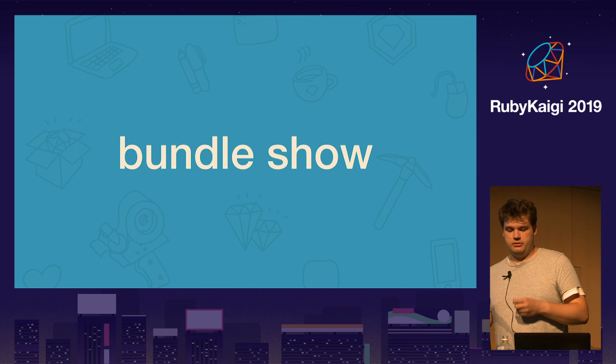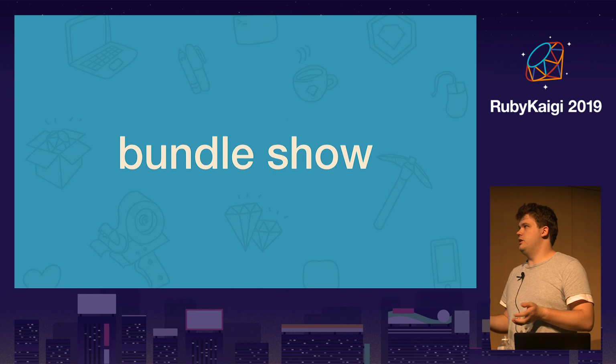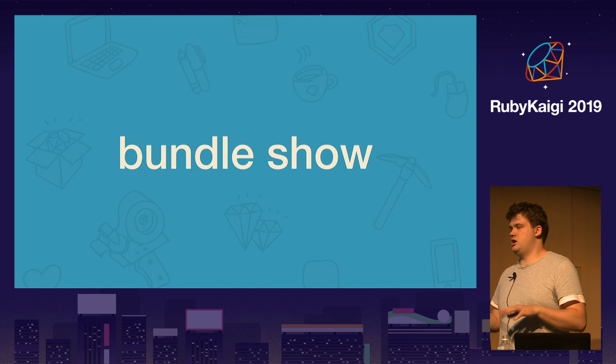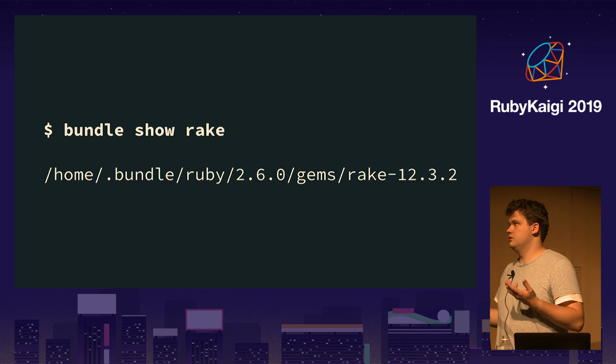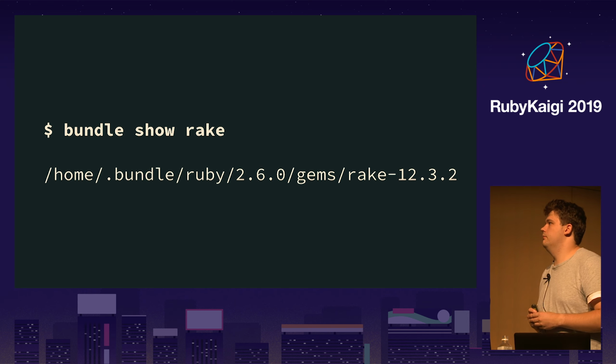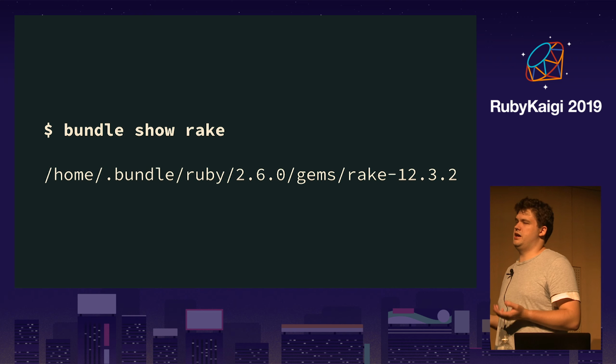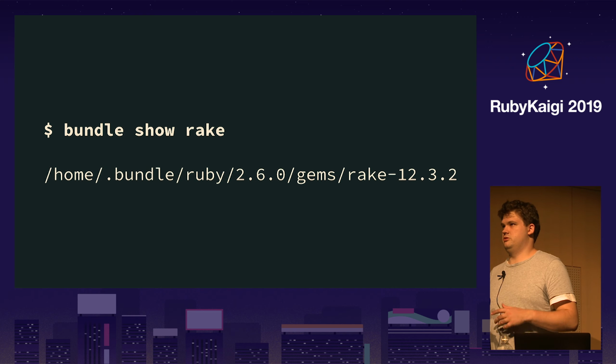So bundle show, as I said, is a weird combination between listing gems and showing information about a gem. By default, it will just list gems, but if you give it a gem name, it will print the path to the gem. It's a bit awkward. You can also do bundle show rake --verbose, I think, and then it will show you the description and the name of the gem.